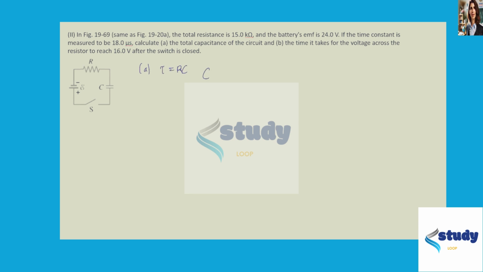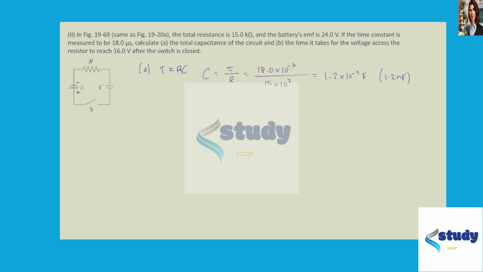So our capacitance is going to be our time constant divided by the resistance, and our time constant is 18.0 times 10 to the negative 6 seconds. And our resistance is 15 kilo ohms, so 15 times 10 to the third ohms. And that gets me 1.29 times 10 to the minus 9 farads. So you might say 1.2 nanofarads.